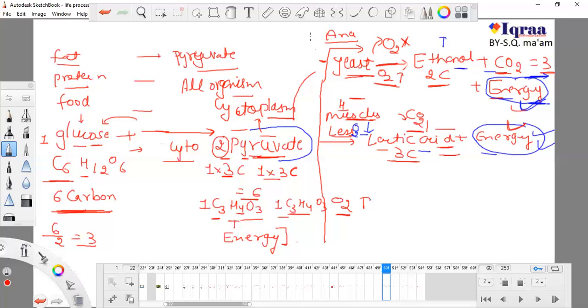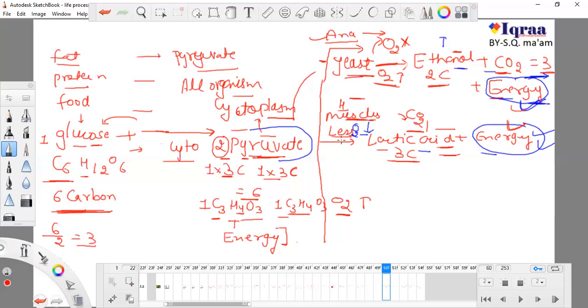Yeast cell is confirmed that they will go for anaerobic reaction, even though they are having oxygen, and even though they are not having oxygen, they will go for oxygen-less respiration. If you put yeast in an environment which has a large amount of oxygen, even then they will choose the respiration which has no oxygen. So there is a tendency that yeast cells will go for anaerobic respiration. That's why it will produce this ethanol and all these things.